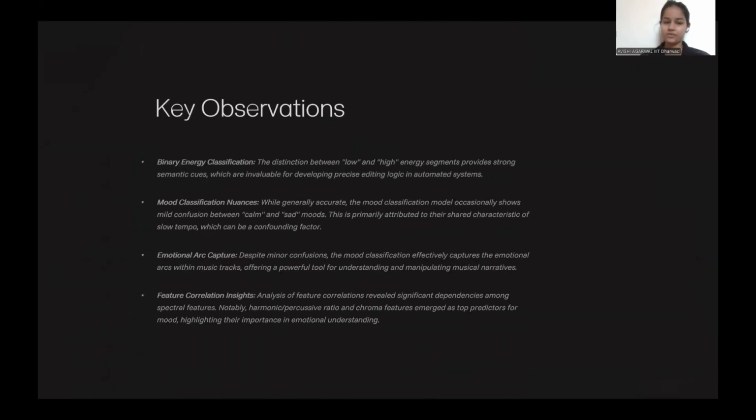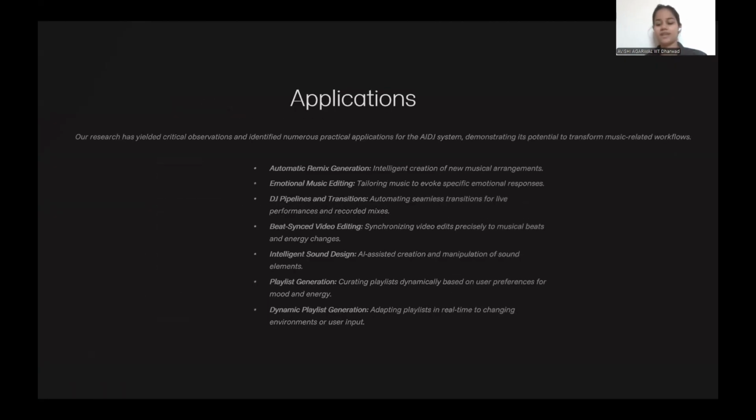Now moving to the observations, we have certain observations such as binary energy classification, which provides very strong cues for the editing, mood classifiers, emotional arc captures, as well as harmonic ratios, etc. help us to have strong predictions. Moving on to the applications, there are a variety of practical uses of the AI DJ system, such as automatic remix creation, emotional editing, DJ transitions, real-time adaptive music, and playlist generation.